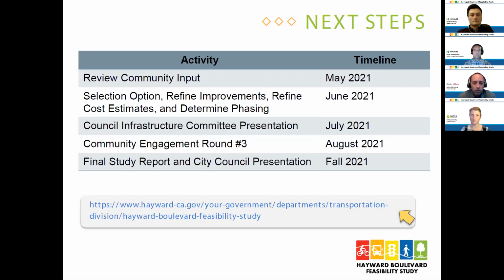Following that committee meeting, we'll come back to this community to report back on what we heard and where the priorities for the corridor can be, and get final input from the community on where the city should focus first on this project. And then we wrap up our work with the study report and council presentation before the end of the year. The website is listed again here at the bottom of the page.